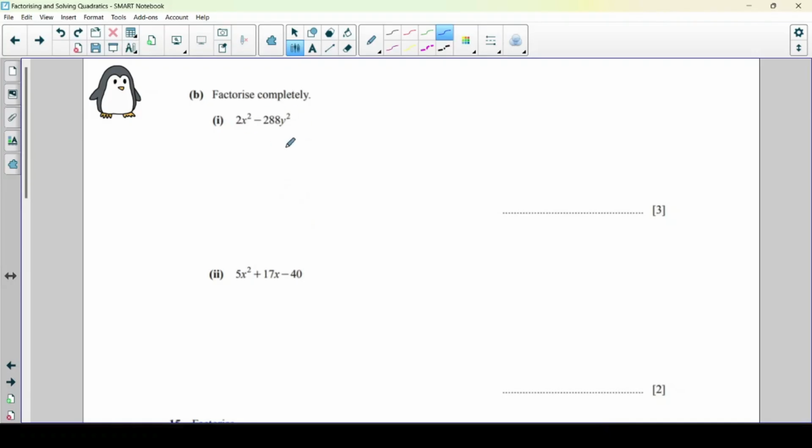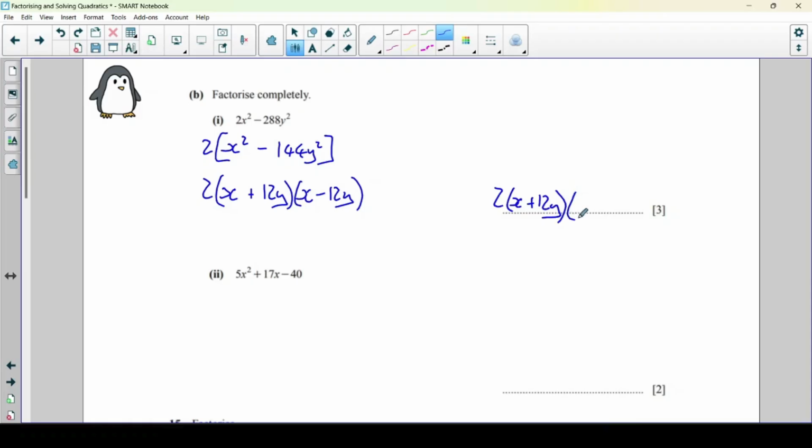Here we've got another one which looks like the difference of two squares, but only once we factorise. So if I take a 2 out, inside the brackets I get x squared minus 144y squared, and then we get x plus 12y, x minus 12y. So 2 brackets x plus 12y, x minus 12y.